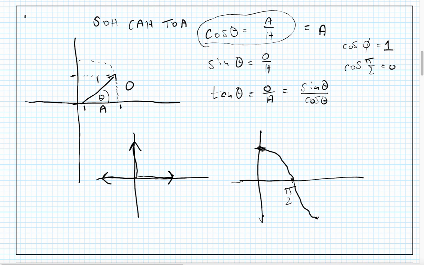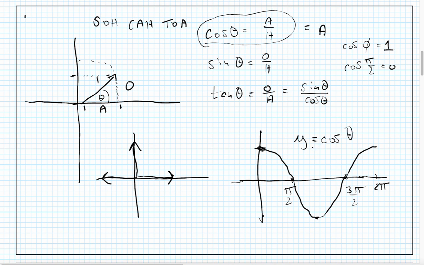Like that. And it comes back over here. And if I were to continue this argument, this would be 3 pi over 2. And then it comes back up here. And that over here would be 2 pi. So this is the graph right here of y is equal to cosine theta.